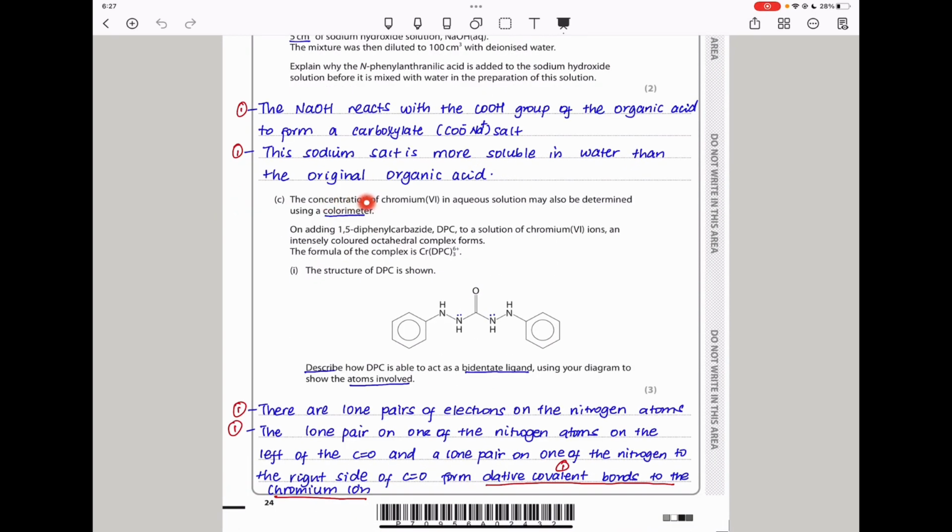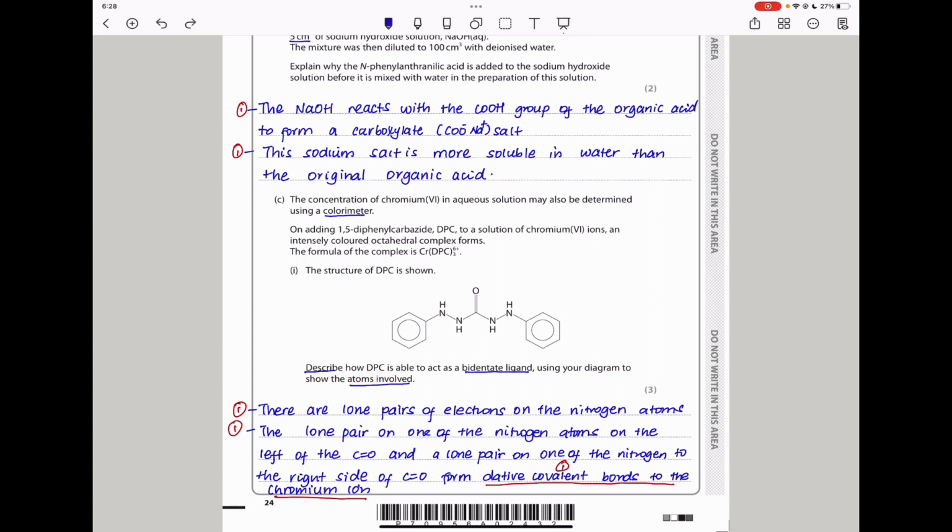Part C says the concentration of chromium-6 in aqueous solution may also be determined using a colorimeter. They said on addition of 1,5-diphenyl carbazide or DPC to a solution of chromium-6 ions, an intensely colored octahedral complex forms. The formula of the complex is given here. They say the structure is shown, which you see here, minus the lone pairs. I put them there. Then they say describe how DPC is able to act as a bidentate ligand using your diagram to show the atoms involved.